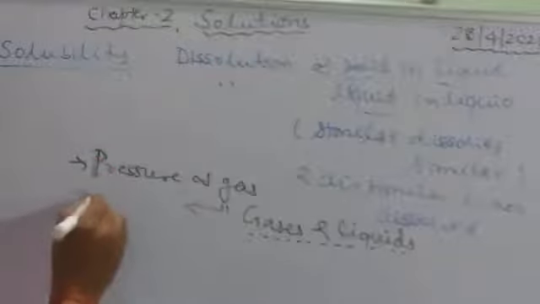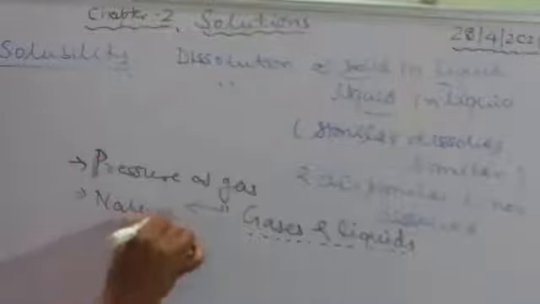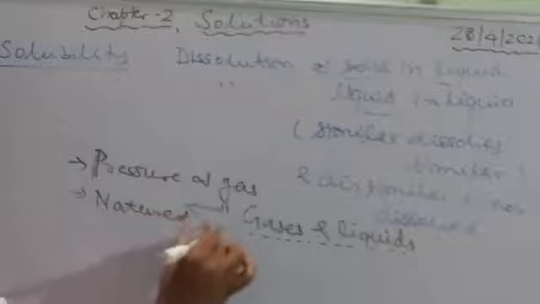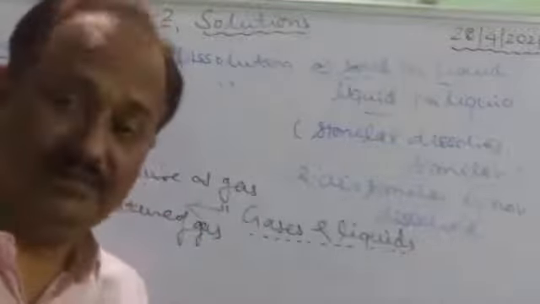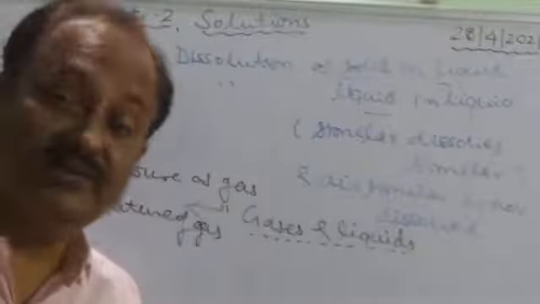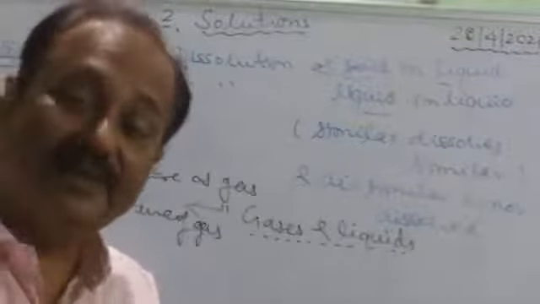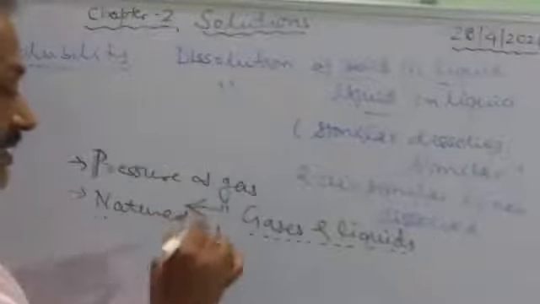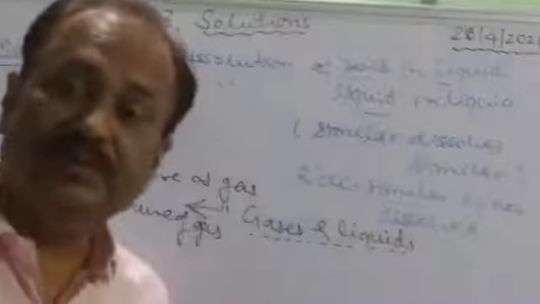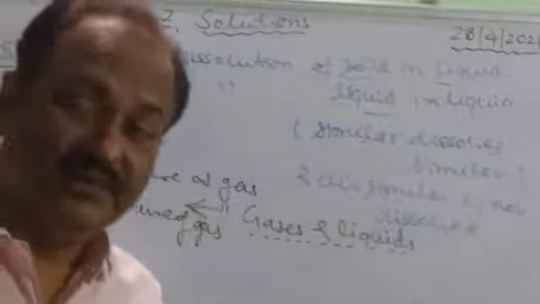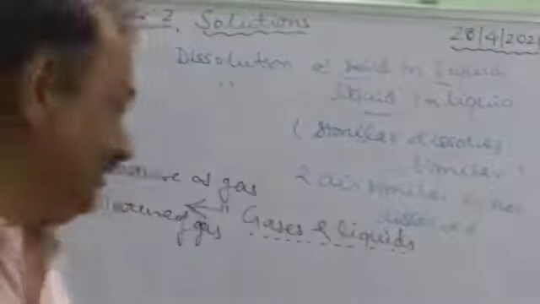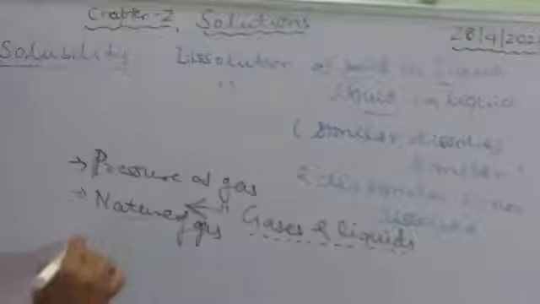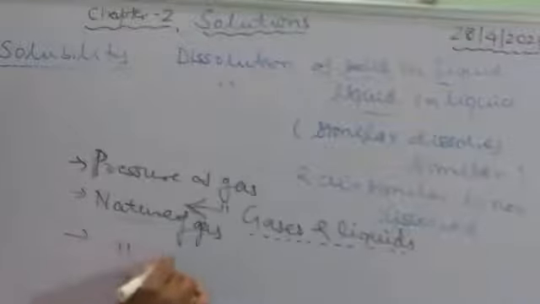Now the second point is the nature of gas. All the gases are not equally soluble in a similar liquid. Carbon dioxide is more soluble. Carbon monoxide is very little soluble. Nitrogen and oxygen are not so soluble. So this depends on the nature of gas. Then the nature of solvent.